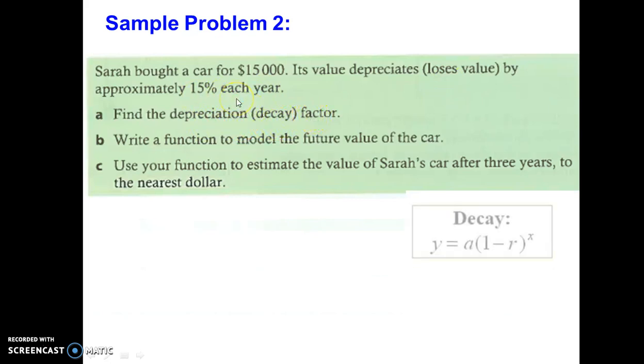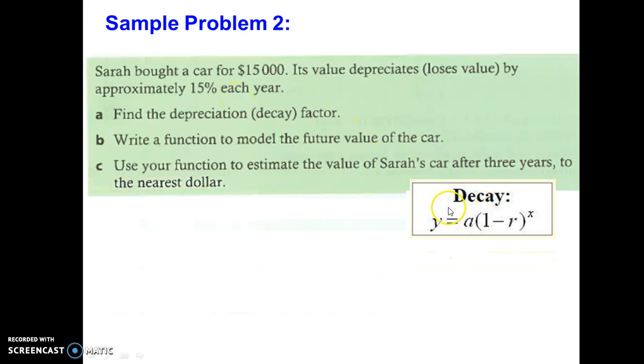This time it's going down, so we're going to use a decay model. And now it's 1 minus r, right? Because we want this value, once we've multiplied the initial value, which is going to be the 15,000 right here, we want to multiply by some number. And we don't want it to go up, we want the car value to go down. So this number we're multiplying by has to be not greater than 1, but less than 1 in order for this to go down every year. Right, so this has to be less than 1. So what's your depreciation or decay factor going to be?